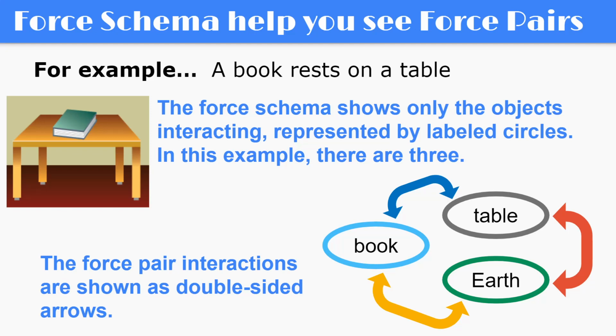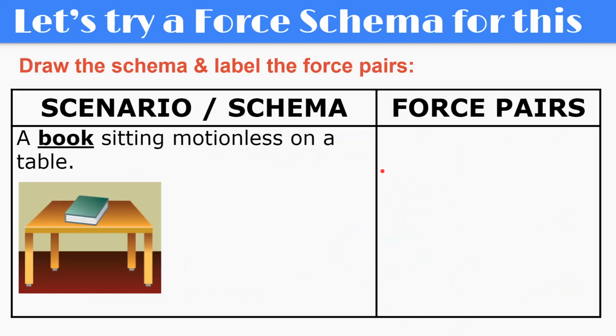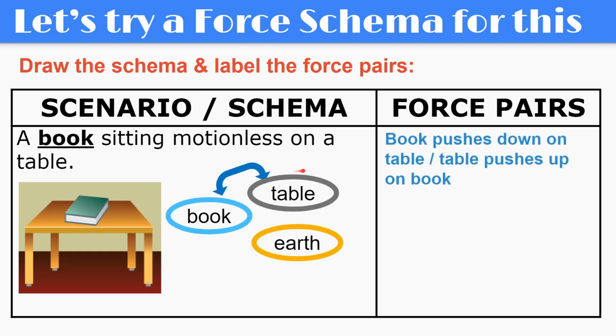This one that's in blue up here is the force pair that we just defined a moment ago, where we said that the book pushes down on the table and the table pushes up on the book. That's represented by this blue double-sided arrow here. So if we wanted to label our force pairs, let's put our schema back. This is the one that we just talked about. The book pushes down on the table, the table pushes up on the book. That is this force pair.